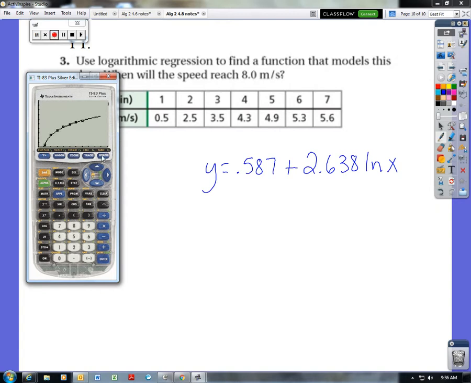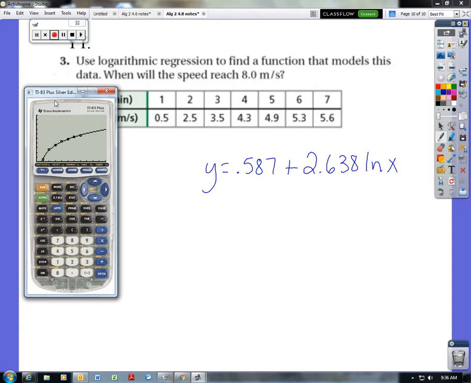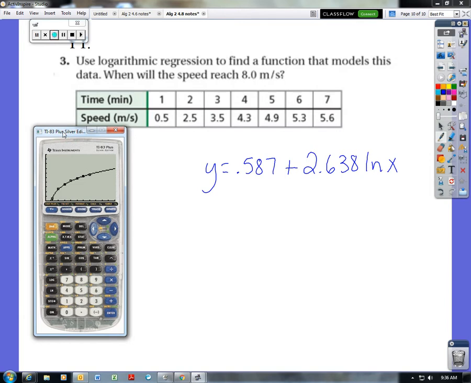And then I'm going to press graph to make sure it goes through there, which it does. And then we can answer the question. When will the speed reach 8 meters per second? So again, they have given us a y value. So we'll put that y in y2. 8. And then we get to graph it. Oh, got to change our window. We need larger x's. Let's do 25. Great. Second trace, intersection, enter, enter, enter. They cross at 16.6 minutes.